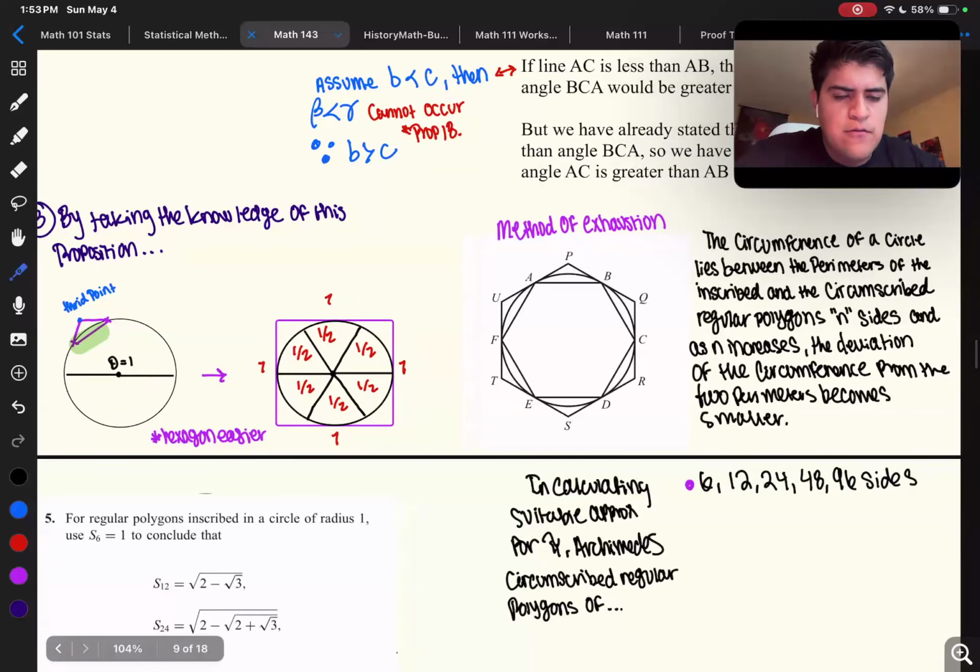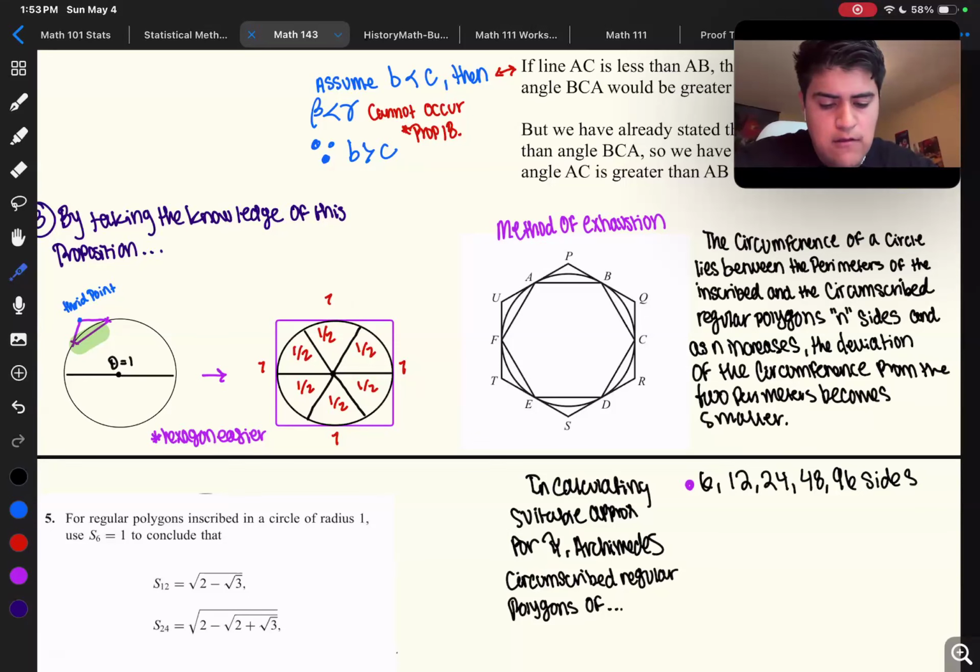It's good to mention that the circumference of a circle lies between the perimeters of the inscribed and the circumscribed regular polygons of n sides, and as n increases, the deviation of the circumference from the two perimeters becomes smaller. So in calculating suitable approximations for pi, Archimedes used regular polygons of 6, 12, 24, 48, and 96 sides.